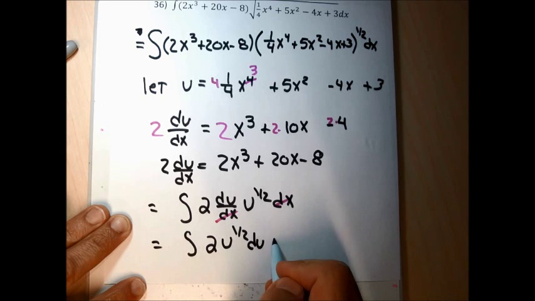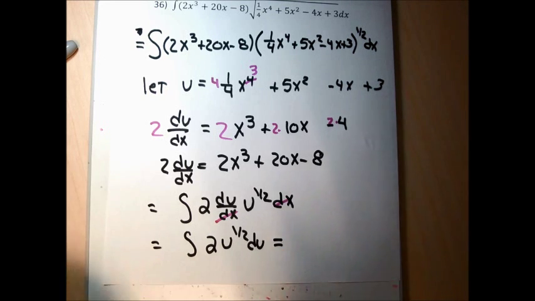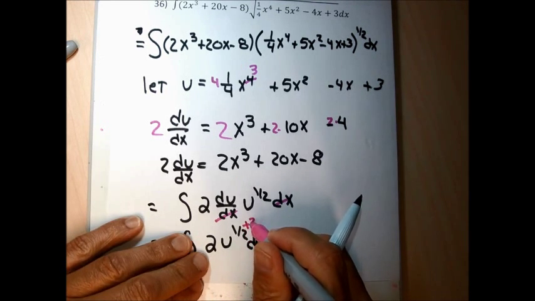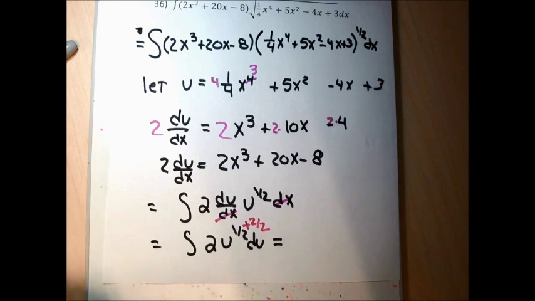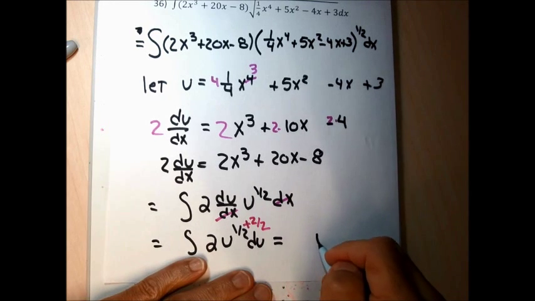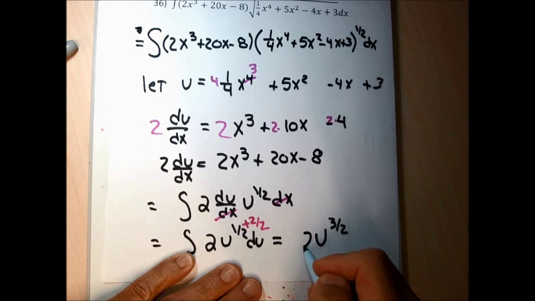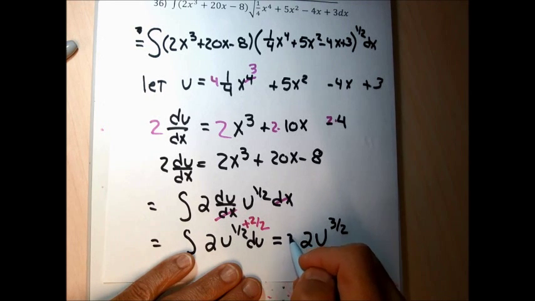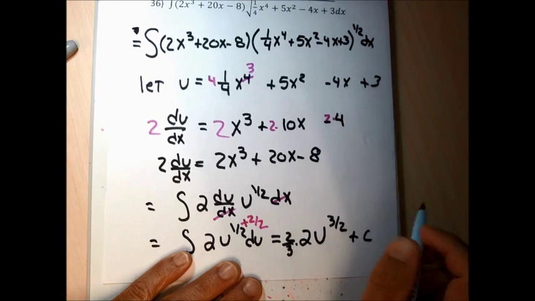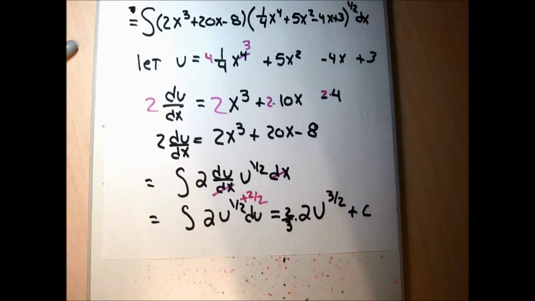I'm going to add 1 to the exponent. And when you add 1 to the exponent, that's 1/2 plus 2/2. You're going to get 3/2. So the u is going to have an exponent of 3/2. Instead of dividing by 3/2, I'm going to multiply by 2/3. So I get 2/3 times 2u to the 3/2 plus c.